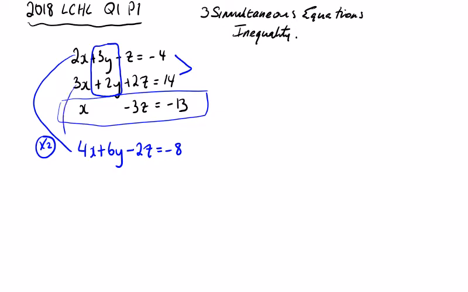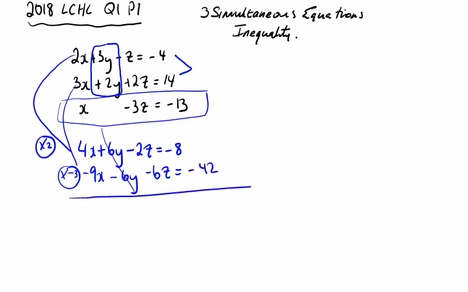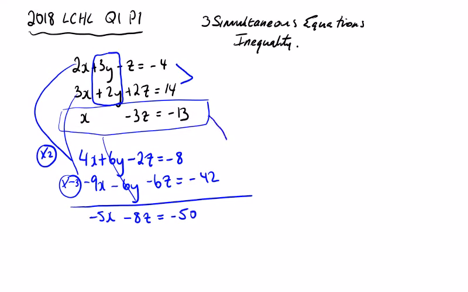Now we're going to multiply the second line by minus 3 to get minus 9x minus 6y minus 6z is equal to minus 42. And if we combine these lines, we can get rid of our y's. Minus 5x minus 8z is equal to minus 50. Now we can change them all to pluses if we need. We don't need to, because we can bring this line down and multiply it by 5. That will get rid of my x.